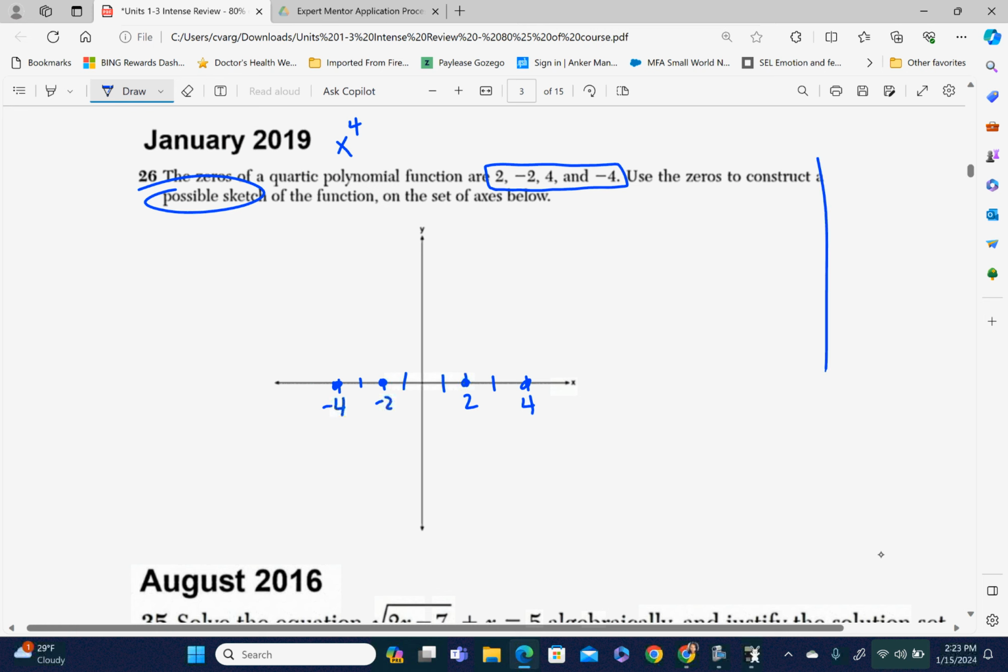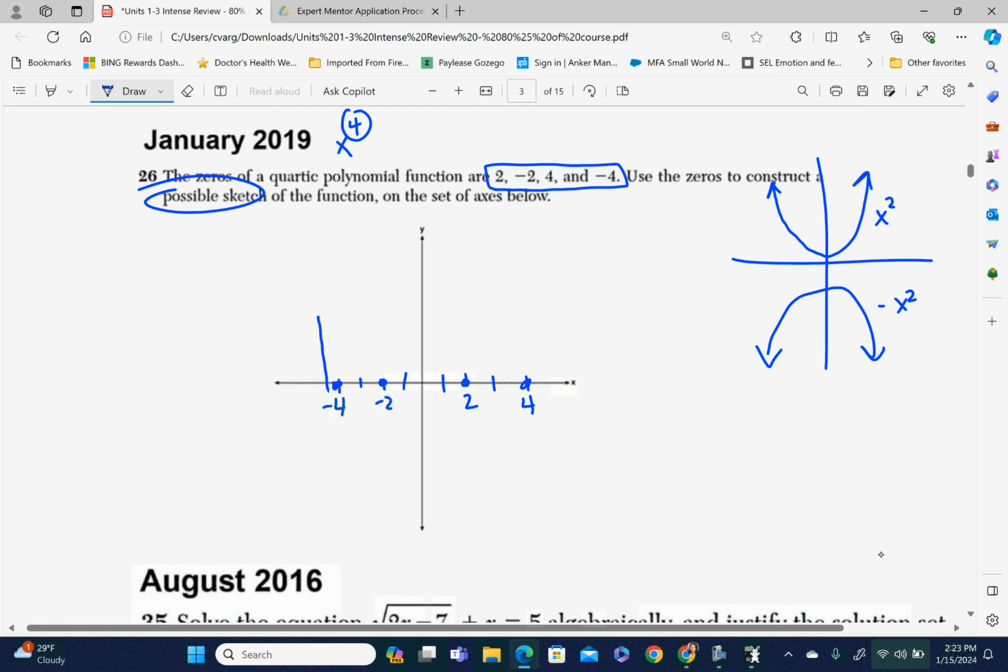So end behavior, remember, for any even degree, the ends are going to be facing the same way. If the leading coefficient is positive, then it's going to go up. If it's negative, it's going to go down. For example, x squared goes up and negative x squared goes down. So they're just asking us to sketch what this looks like. We know that our end behavior is going to be the same because 4 is an even number.